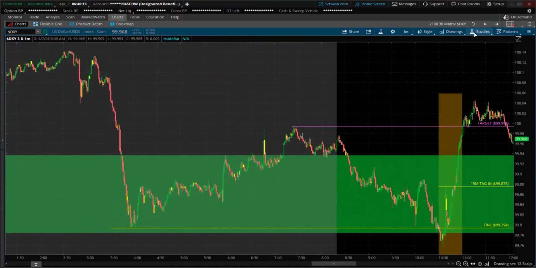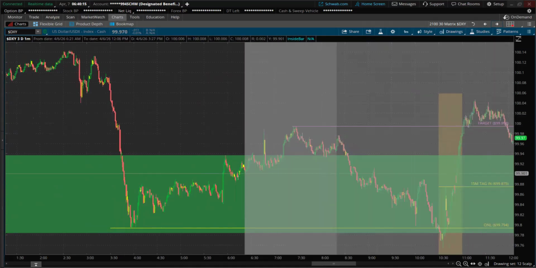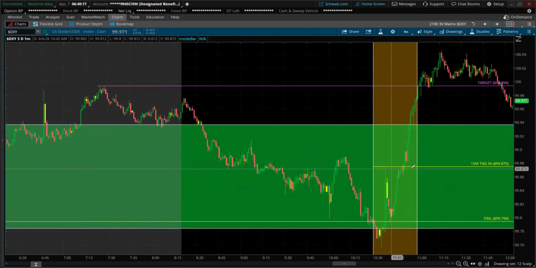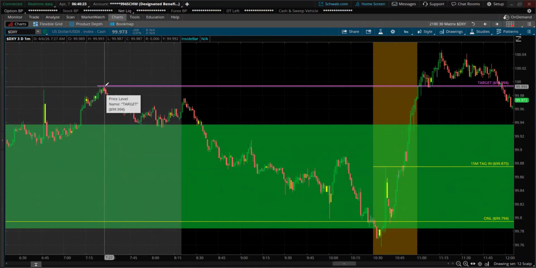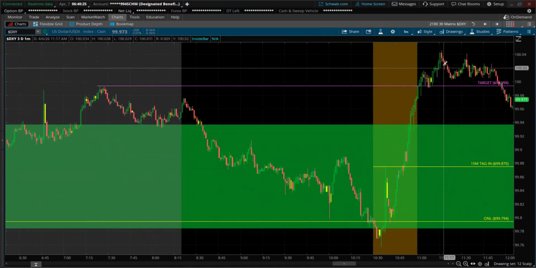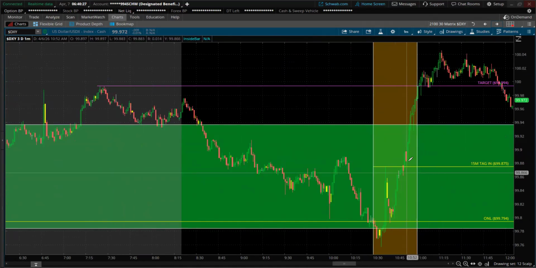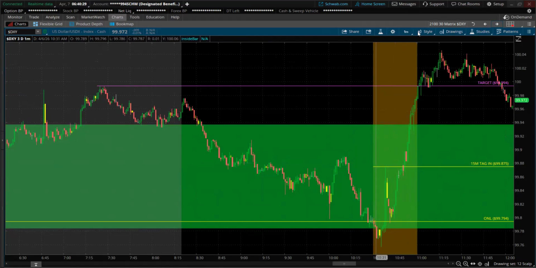Let's put it on the 1 minute chart. Now we're on the 1 minute chart. Again, the tag in was here. Tag in means get in the trade with a target up there. And it went beyond there. This was on the 1 minute time frame. Yep. So that's the current situation.